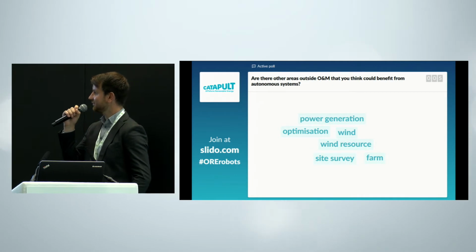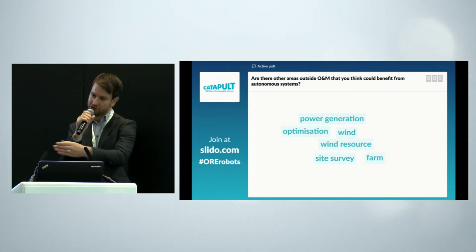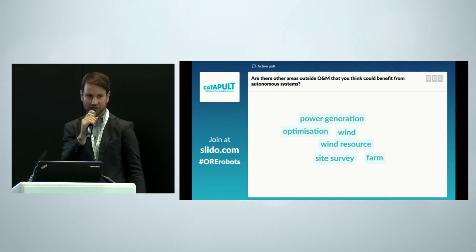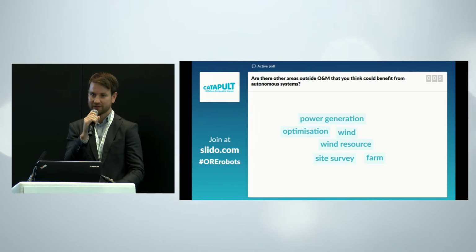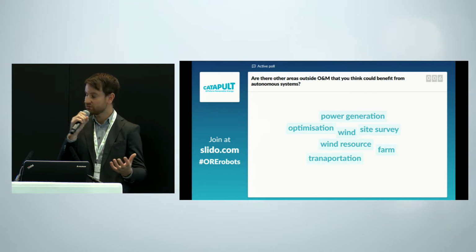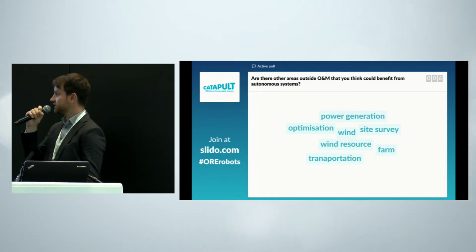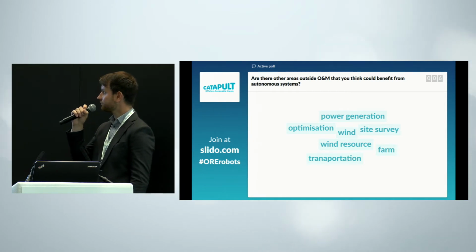Wind resource assessment. Could you actually install metrology on this equipment to do wind speed measurements? That's a challenge, but met masts cost a lot of money. LiDARs are great, but they're still relatively expensive. So could we have metrology on UAVs or even subsea equipment?